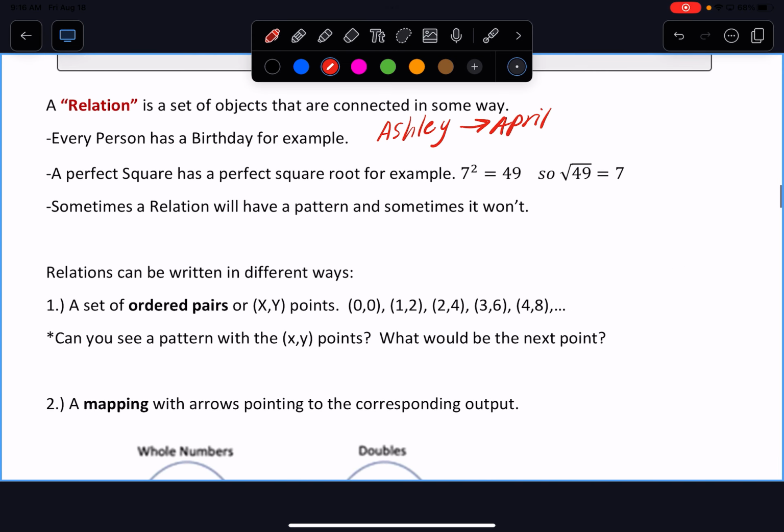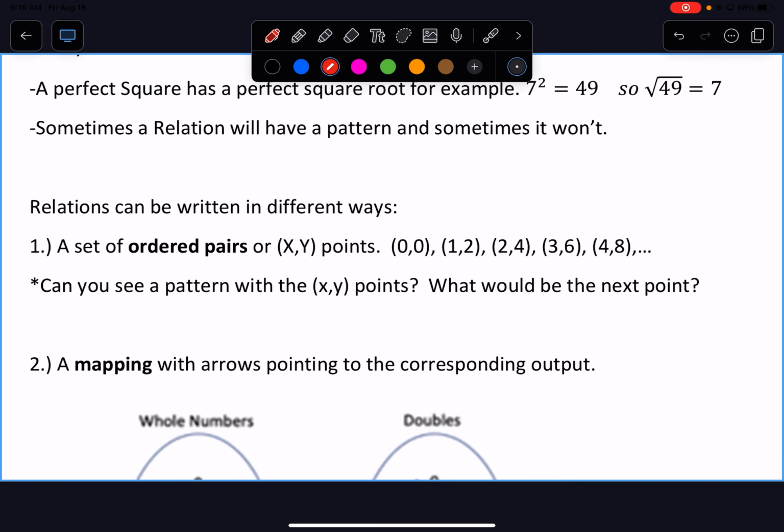So what we're learning at first is how to write a relation in the different ways UVU wants you to write it. Look at way number 1. Way number 1 is writing a set of ordered pairs. Your relation is a set of ordered pairs. So if they say on the test, write your answer as a set of ordered pairs, they just want you to write them as x, y points.